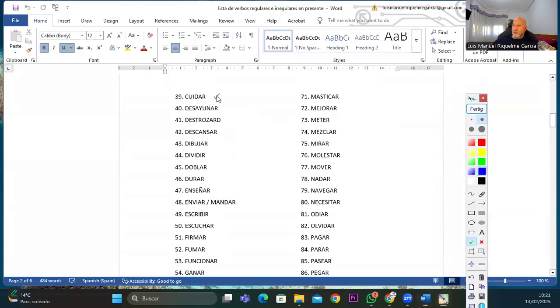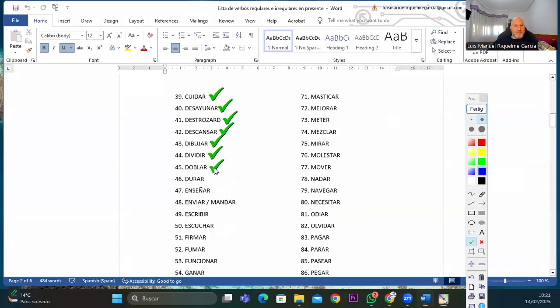Cuidar, to look after, to take care. Desayunar, to have breakfast. Destrozar, to destroy. Descansar, to rest. Dibujar, to draw a drawing. Dividir, to divide. Doblar, this one has several meanings.